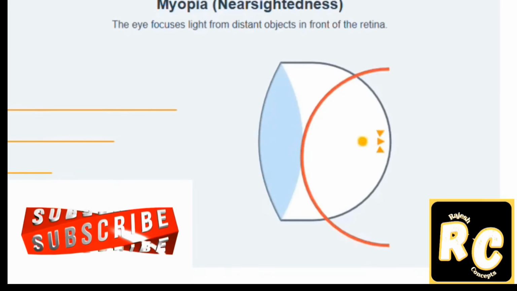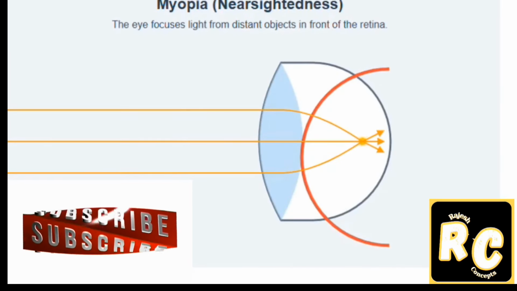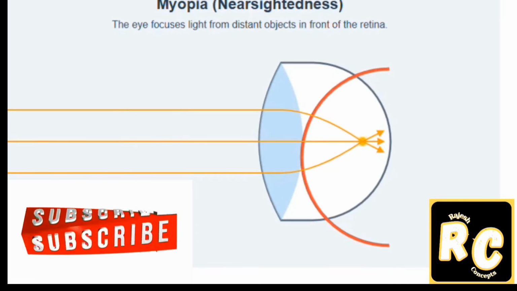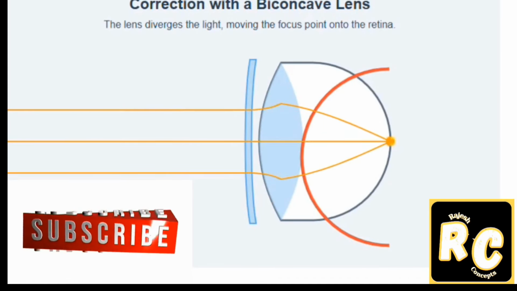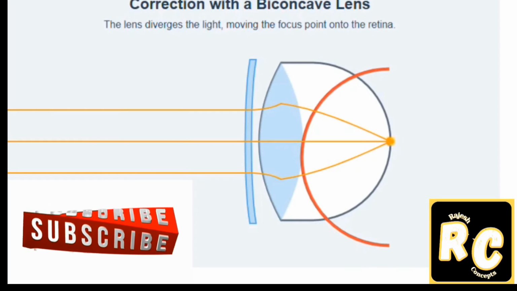Once again, look at the animation. So the image forms in front of the retina, and now by correcting it, it forms exactly at the retina.